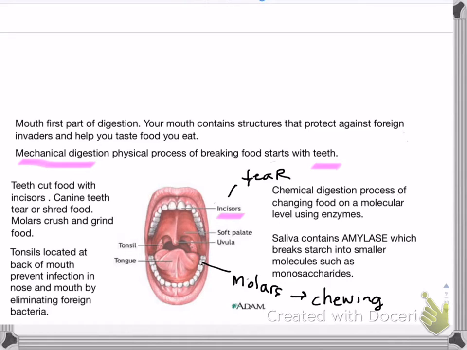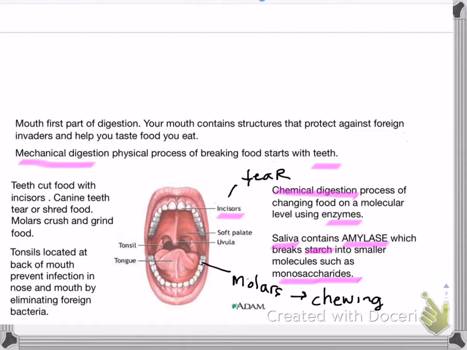Also in the mouth, the process of chemical digestion begins. Chemical digestion can break food apart into smaller molecules at the molecular level using enzymes. Saliva contains the important enzyme amylase. Amylase can break starch into its small components called monosaccharides.